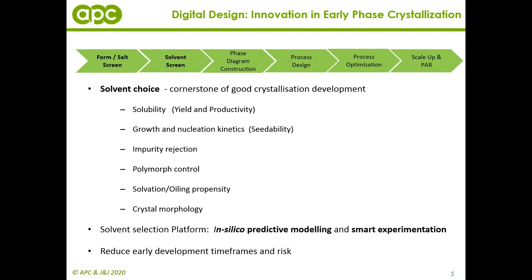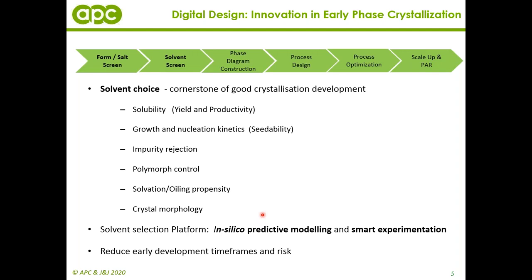So our developed solvent selection platform is based on evaluating 12 criteria. We go all the way from yield, productivity, and seedability, all the criteria which are pointed out here, and also solvent and anti-solvent efficiency, as well as safety. So we are also considering safety and environmental choices. And we do that by using in silico predictive modeling and smart experimentation.